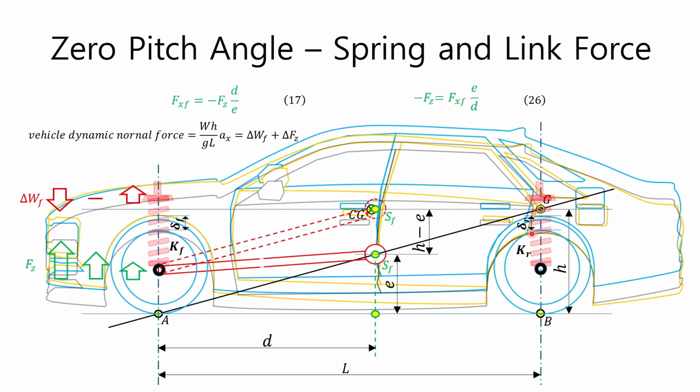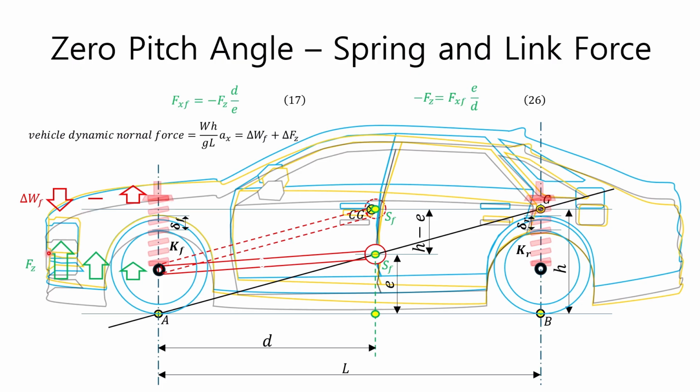As the virtual reaction point SF increases, the force trying to compress the spring increases, and the front ride height decreases. As the force trying to compress the spring increases, the vertical dynamic load transferred through the front suspension links increases.